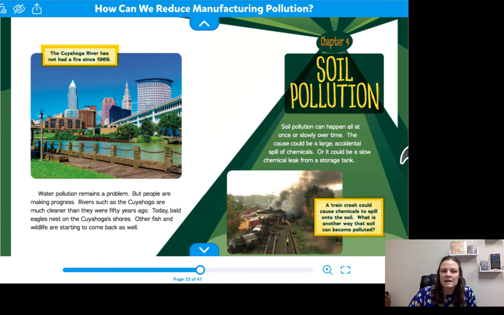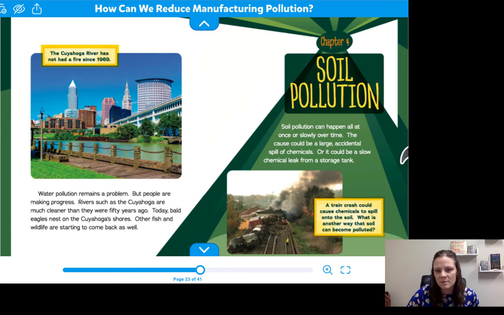The Cuyahoga River has not had a fire since 1969. Water pollution remains a problem, but people are making progress. Rivers such as the Cuyahoga are much cleaner than they were 50 years ago. Today, bald eagles nest on the Cuyahoga's shores. Other fish and wildlife are starting to come back as well.